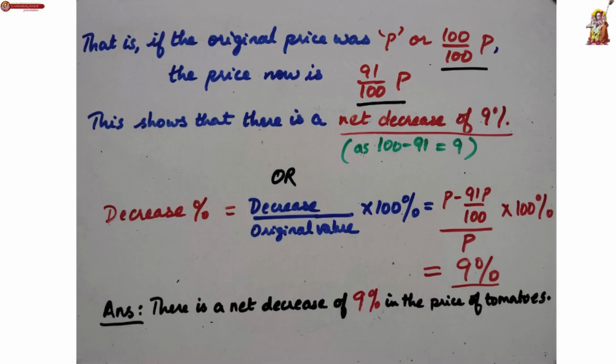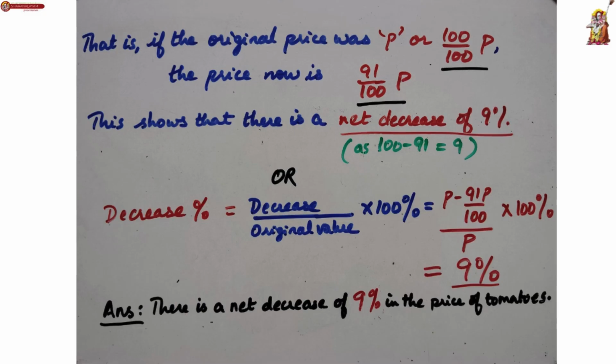That is, if the original price was P or 100 upon 100P, one and the same, the price now is 91 upon 100P, correct? This shows that there is a net decrease of 9%, correct? From 100, it has moved down to 91, right? So, the net decrease is 9% per every 100. From 100, it has gone down to 91. So, it's a net decrease of 9% because 100 minus 91 is 9. Okay, this is one way.